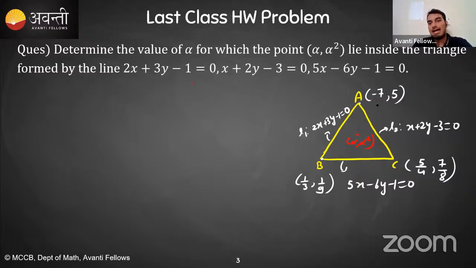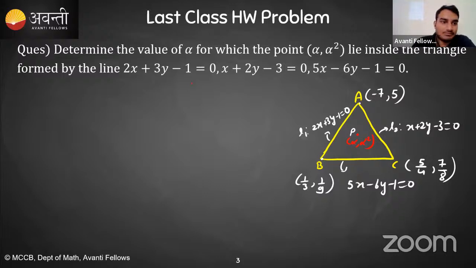When you solve it, I have already solved this, and I have marked the vertices of the triangle ABC. A will come out to be (-7, 5), B will come as (1/3, 1/9), and C will come as (5/4, 7/8). So the question is saying: find the values of alpha for which this point, let's say this is point P, is lying inside this triangle.